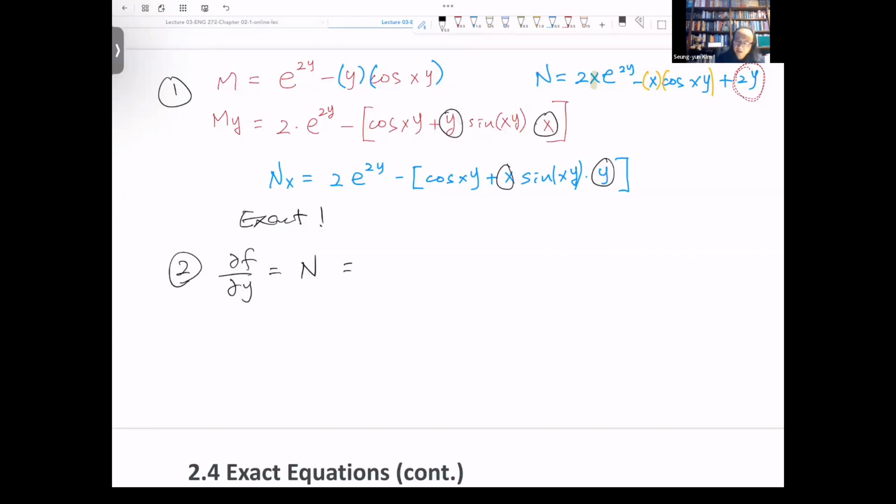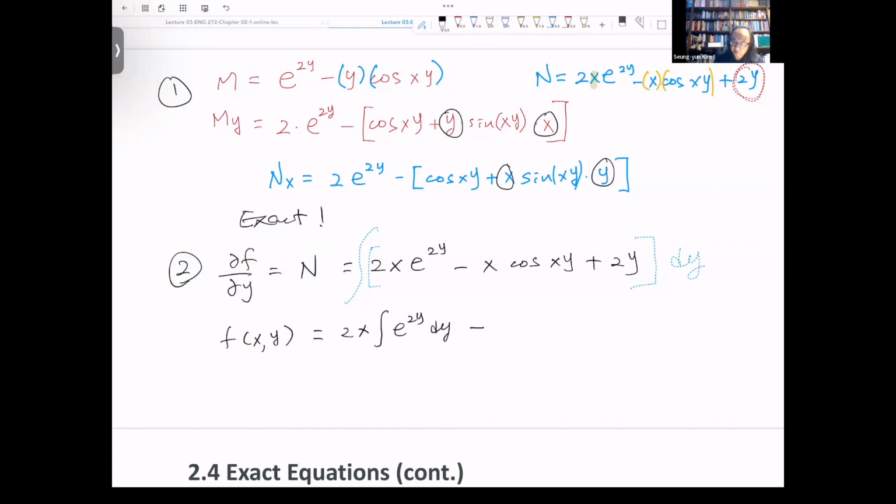And we have n: 2x e to the 2y minus x cosine xy plus 2y. So take the integral of this to get f of x comma y. So with respect to y, therefore I can take 2x out, e to the 2y dy, minus, can take x out, cosine xy dy, plus 2 out, y dy.